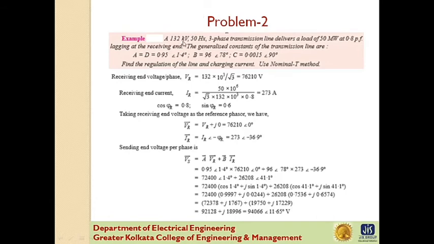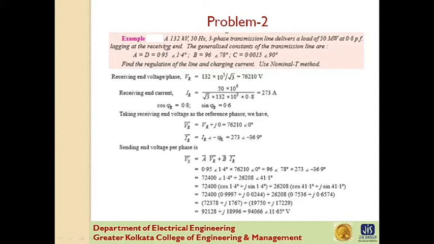Next problem: a 132 kV 50 Hz 3-phase transmission line delivers a load of 50 megawatt at 0.8 power factor lagging at the receiving end. The generalized constants of the line are A equals D equals 0.95 angle 1.4 degree, B is equal to 96 angle 78 degree, C is equal to 0.0015 angle 90 degree. Find the regulation of the line and charging current, using the nominal T method.